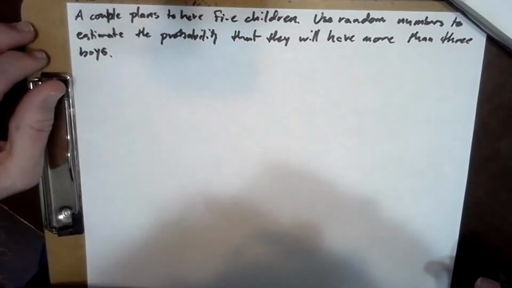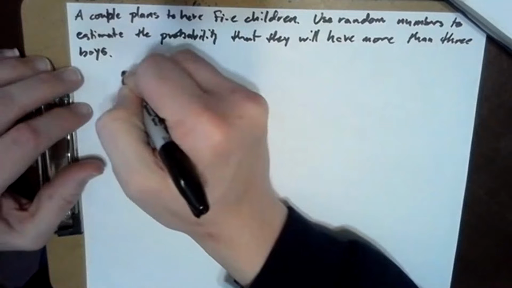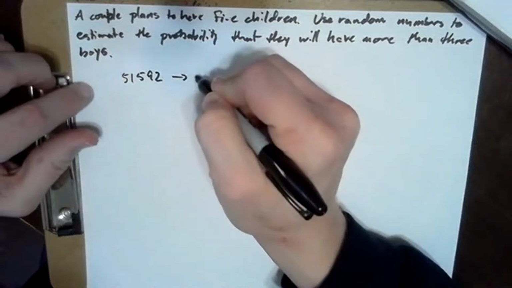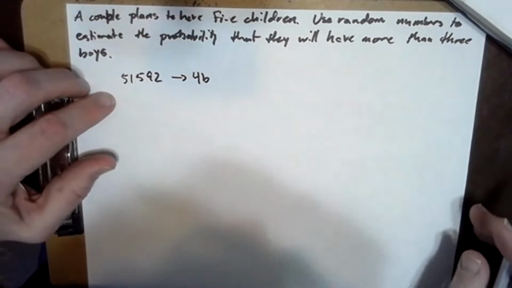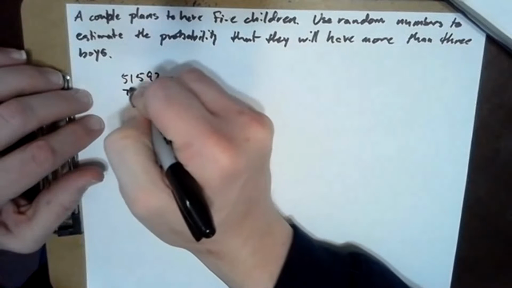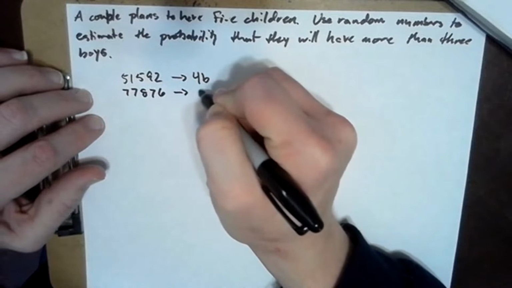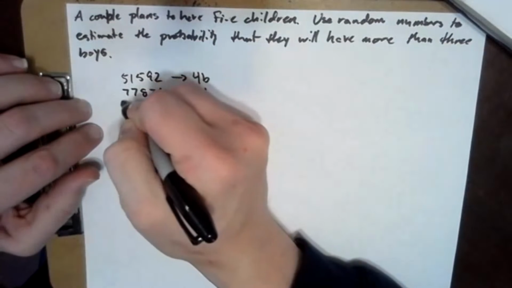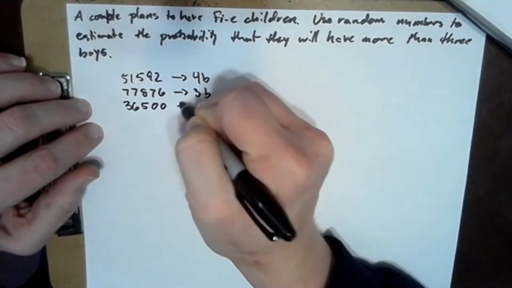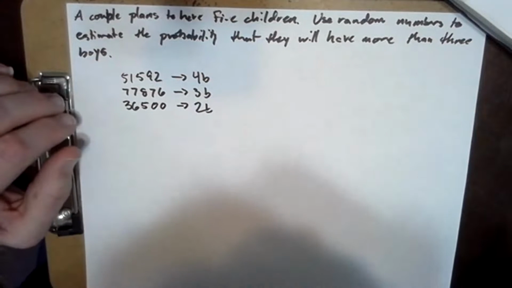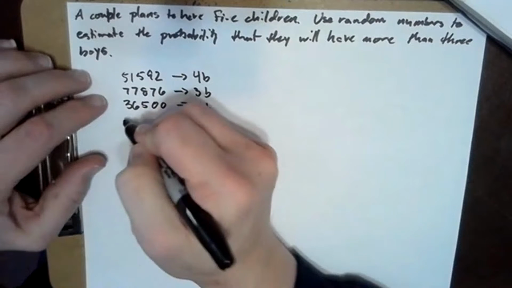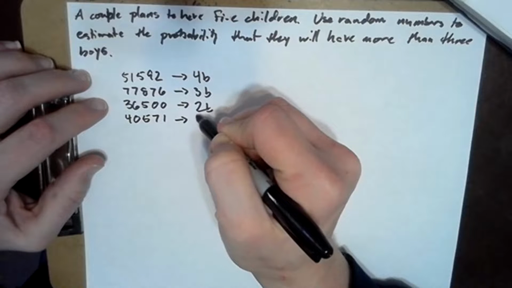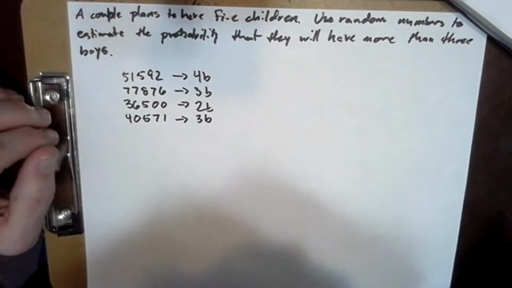We've got 51592. That would be 4 boys, 1 girl. 77876 gives us 3 boys, 2 girls. 36500, that's 2 boys, 3 girls. 40571 gives 3 boys, 2 girls.